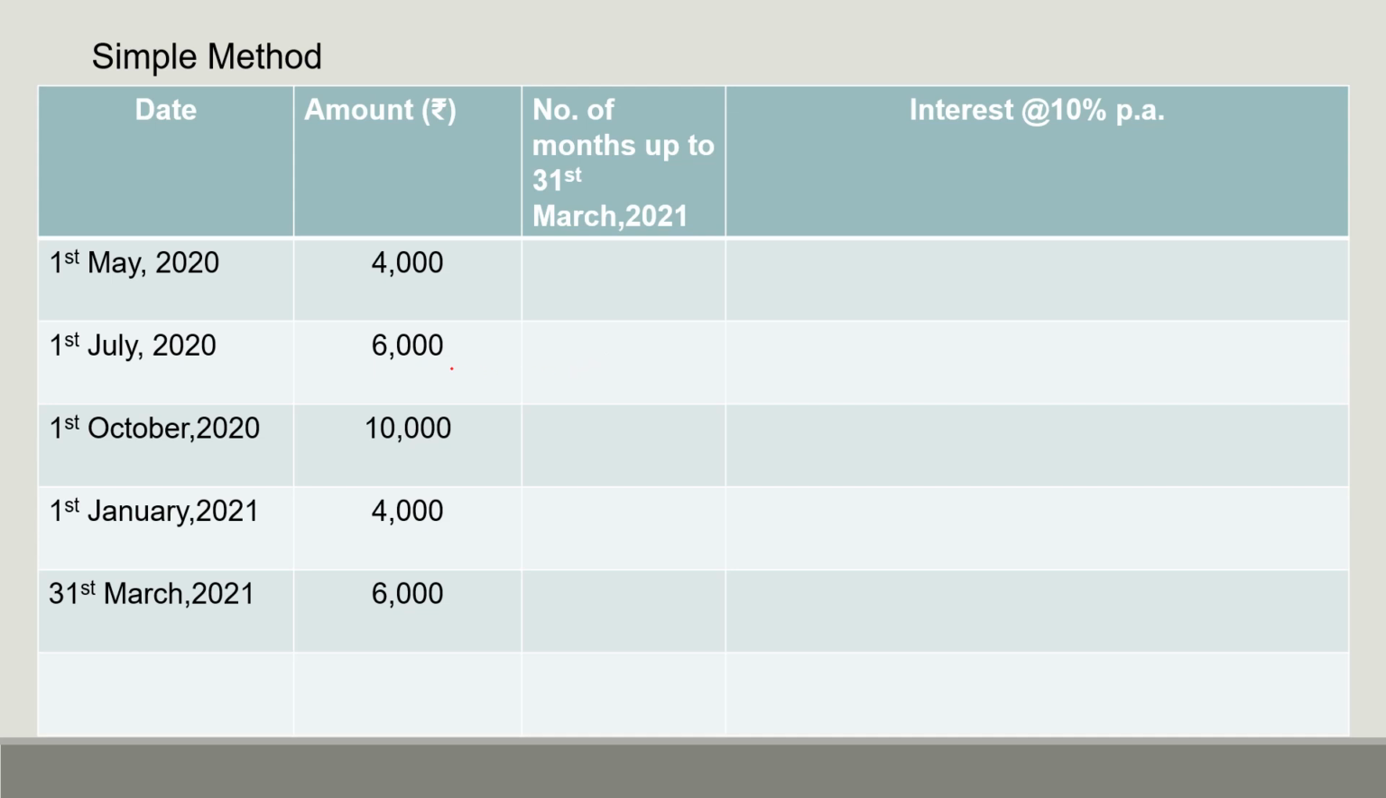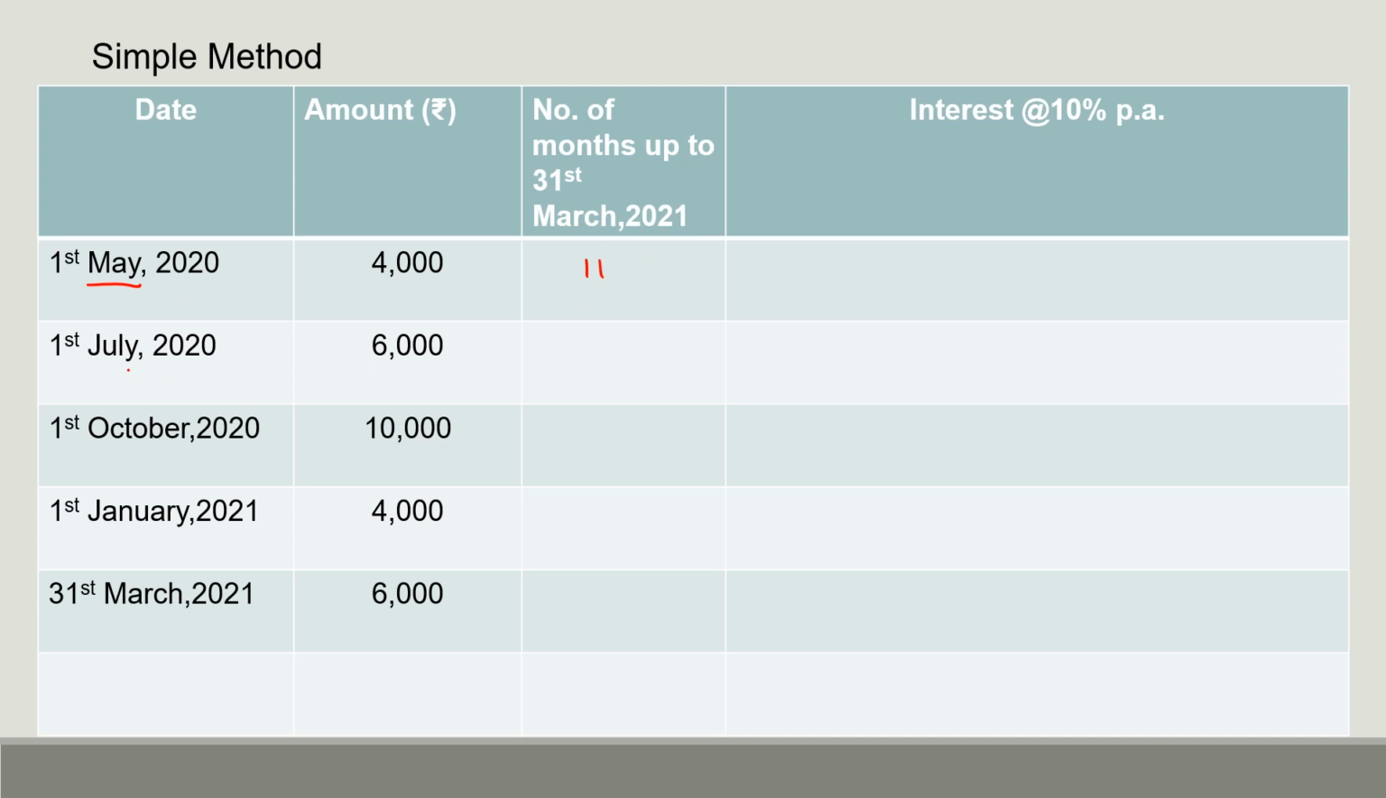Now if you look at this, when was it withdrawn? First drawing of 4,000 was on 1st May 2020. Now we have to calculate the number of months from 1st May 2020 till 31st of March 2021. So if you calculate it, you find that it comes to 11 months. Only the April month is to be excluded from the 12-month period. So it was withdrawn on 1st May. So from 1st May to 31st March, 11.